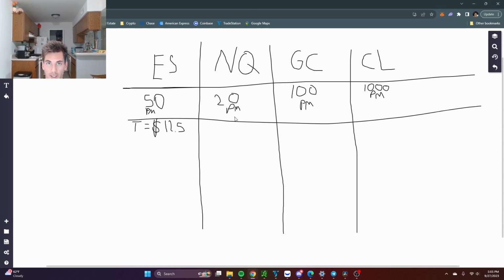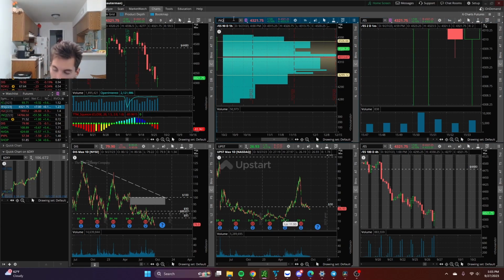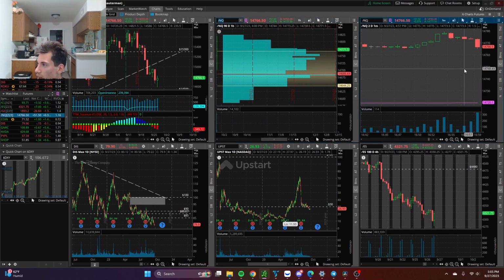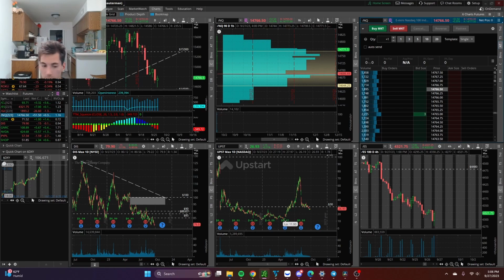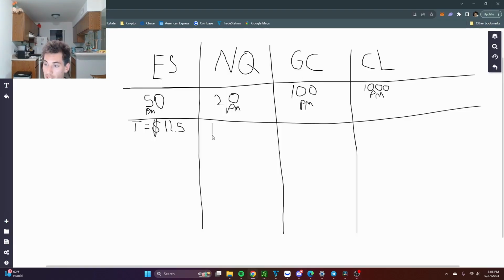NASDAQ, same thing. Let's go to NASDAQ. Actually, let's just do this, active trader. So on NASDAQ, it's the same thing. Double zeros, 0.25, 0.5, 0.75, double zeros. So what would that be? That means each tick value would be worth, since there are 4 ticks in 1 point, same thing as ES, $5 per tick on NASDAQ.